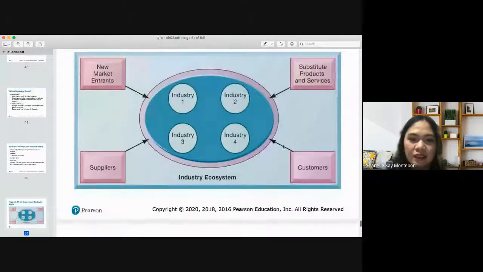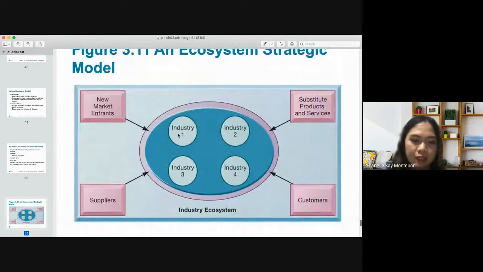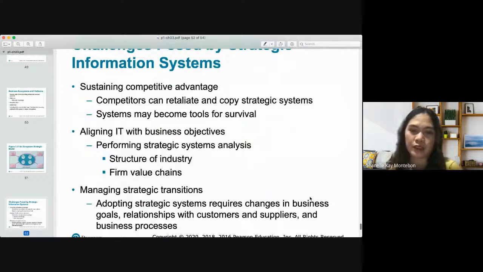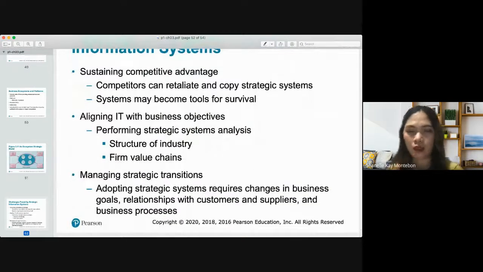So this is its diagram. Different industries, one, two, three, four, and then they still have the same external competitive forces: the new market entrants, suppliers, substitute products and services, and customers. So, what are the challenges posed by strategic information systems? First, how to sustain competitive advantage. As mentioned earlier, competitors can retaliate and copy strategic systems, and this can be used by new market entrants or even traditional competitors to their advantage.